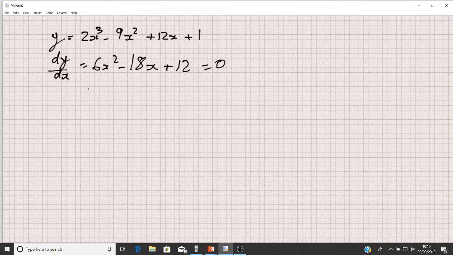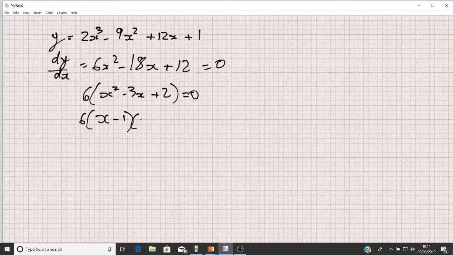So I'll factor out the 6. So we've got 6 on x squared minus 3x plus 2 equals 0. And we'll further factor it to get two values for x. So we have (x minus 1)(x minus 2) equals 0. So the x values we're interested in, x could be equal to positive 1 or x equals positive 2.